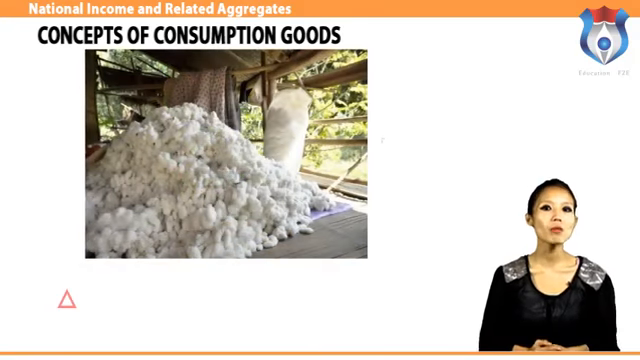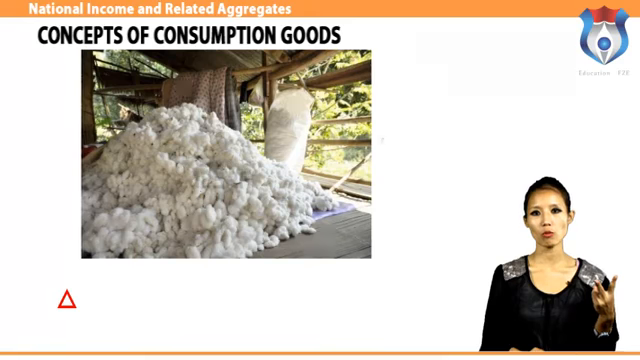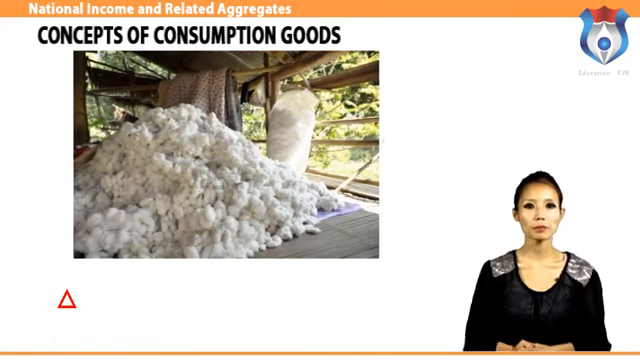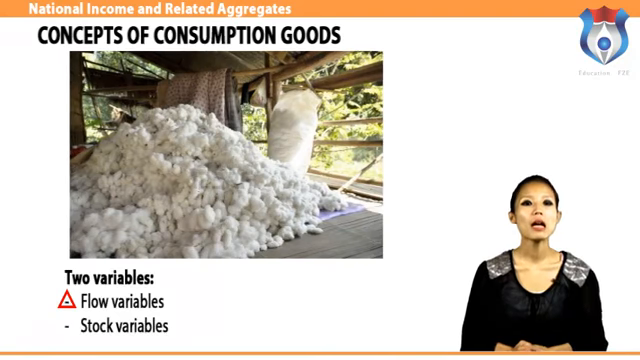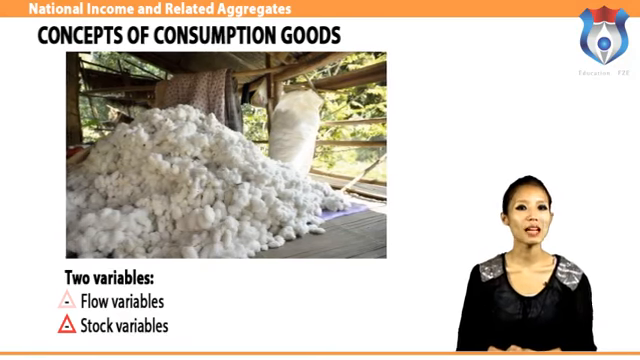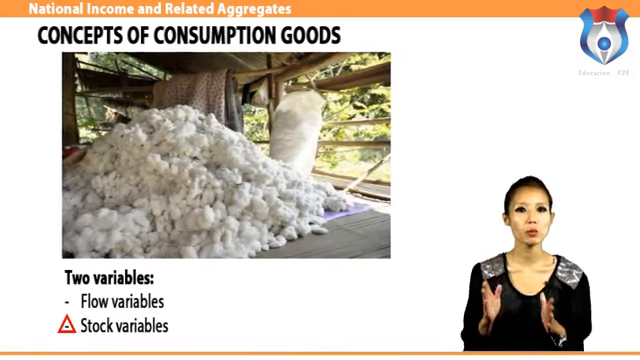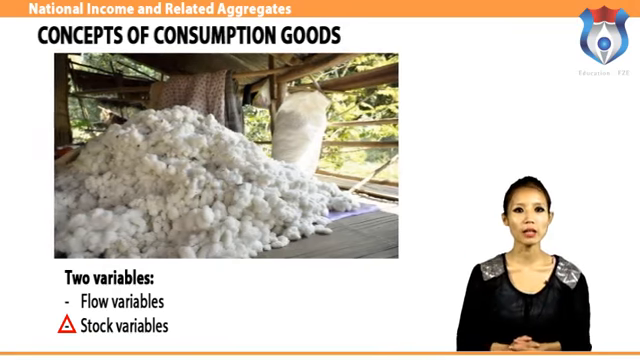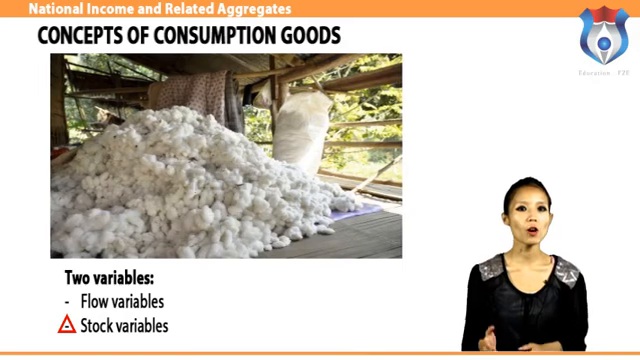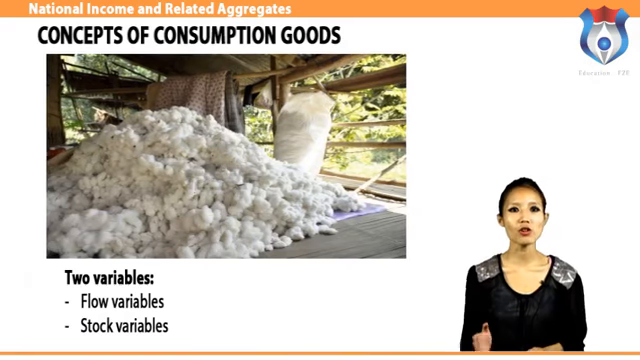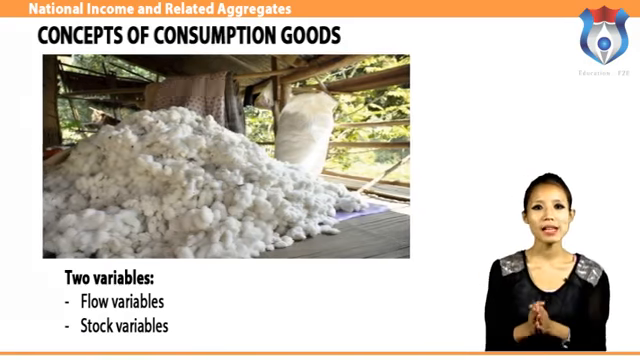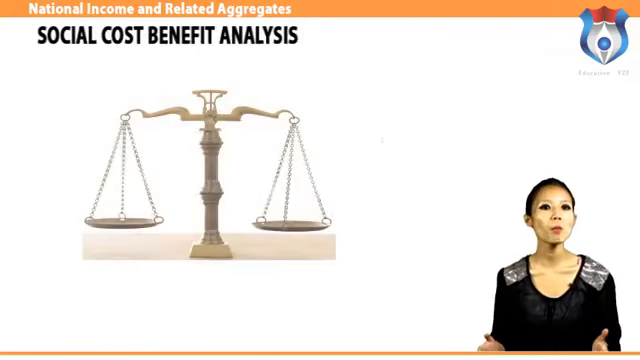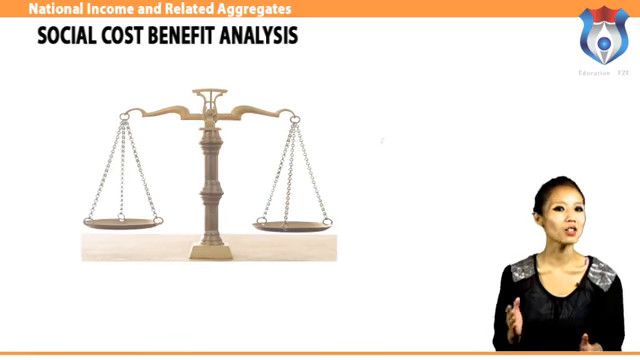Before moving ahead, you must know about two important variables which help us in measuring national income. Flow variables. A flow variable is a variable that is measured over a period of time. This period could be daily, weekly, or monthly. Example, national income. Stock variables. Stock variables are those variables that are measured at a particular point of time. An example of a stock variable is a company's balance sheet. I hope you understood this concept that I just explained.